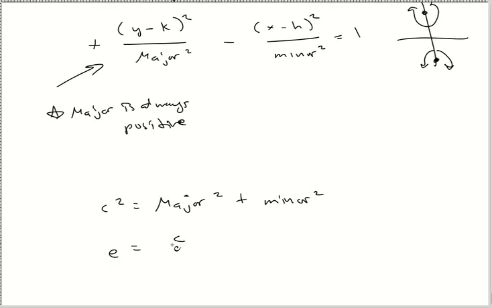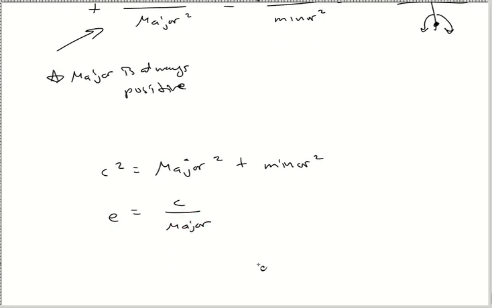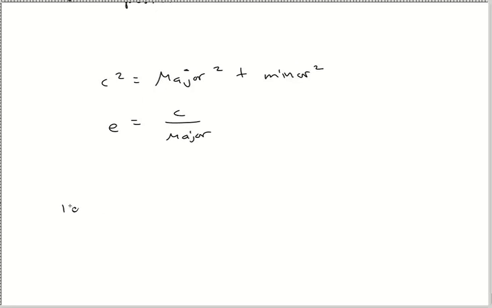E is still c over major. So that's good. And they have an asymptote formula. I'm going to be showing that to you in a couple minutes. Right now it's not as important to us, at least at the moment.